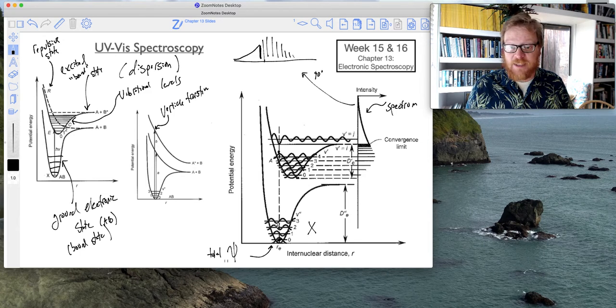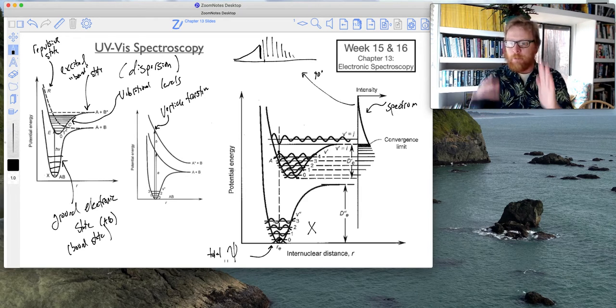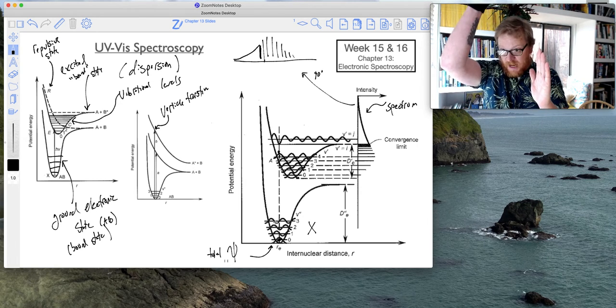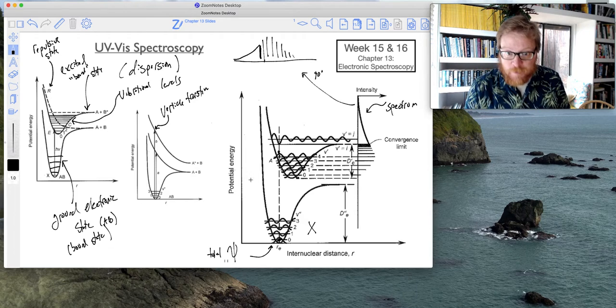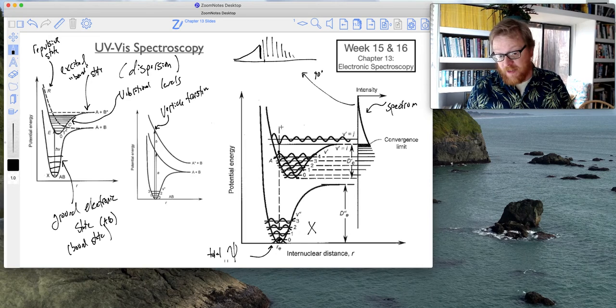And now, because that's where the best overlap is given, and literally it's the best overlap because it's this vertical transition, right, where the bond length has stayed the same, and it's getting excited to another position where that bond length is the same, okay? We note, though, that this excited state does have a slightly different bonding distance, right? You can see that on this scale, the internuclear distance is different for this excited state than it is for the ground state.